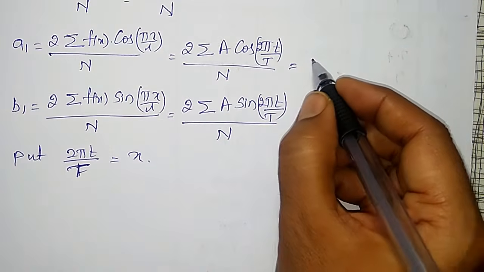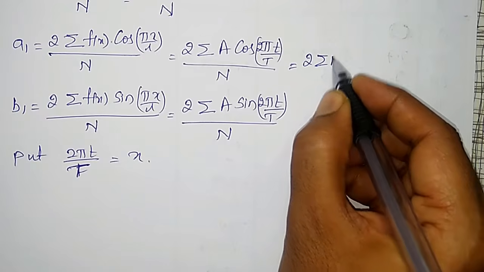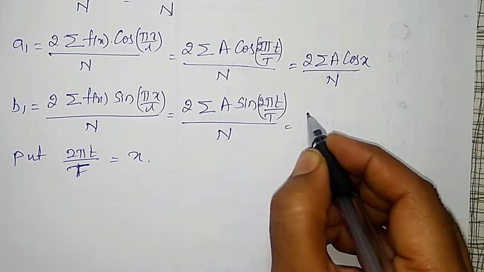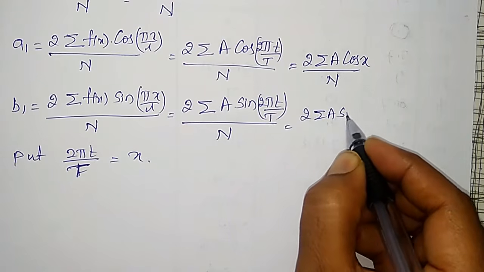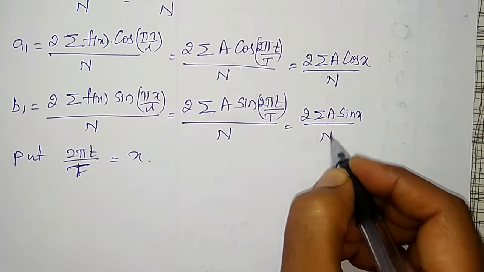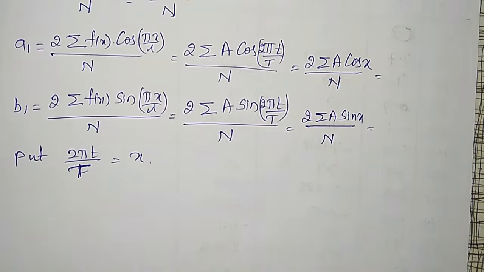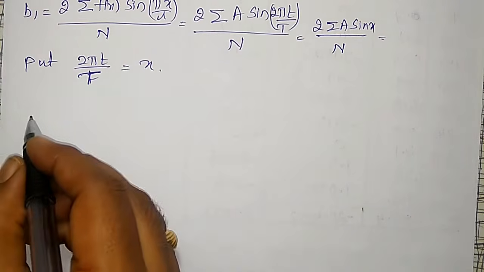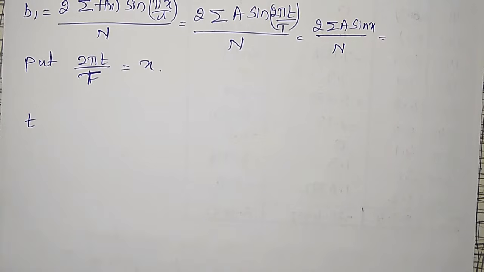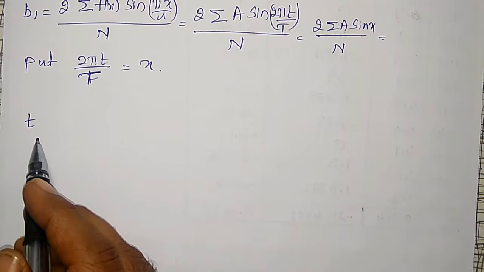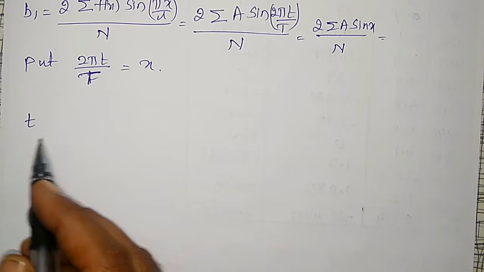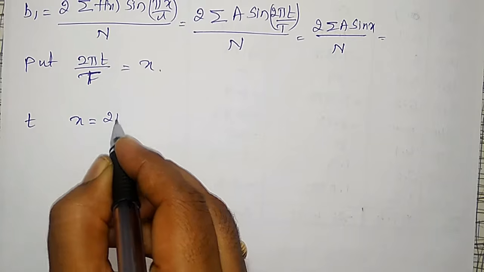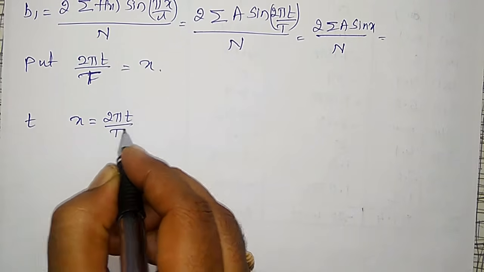This will become 2 into summation a into cos x divided by n, and this will become 2 into summation capital A into sin x divided by n. These summations I have to calculate, and I will form the table for this one. While forming the table, small t they have given. Using that small t, I will calculate x. My x is given by 2 pi t divided by capital T.